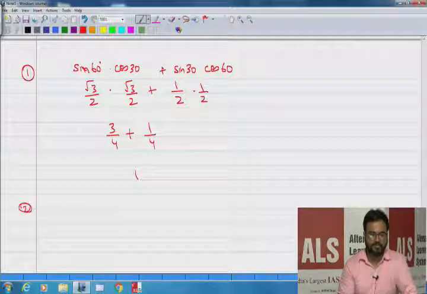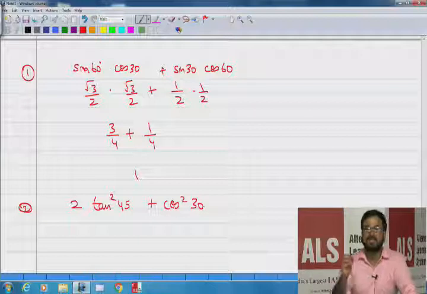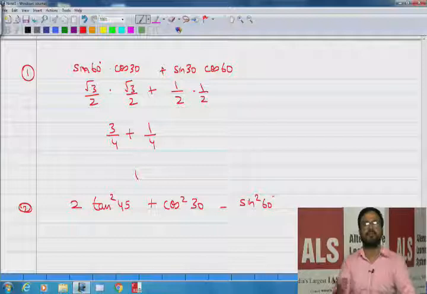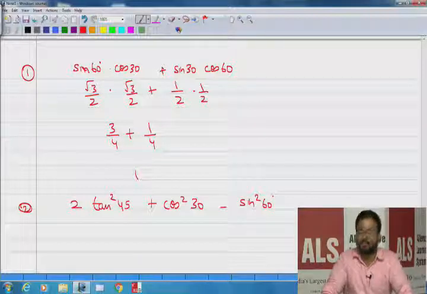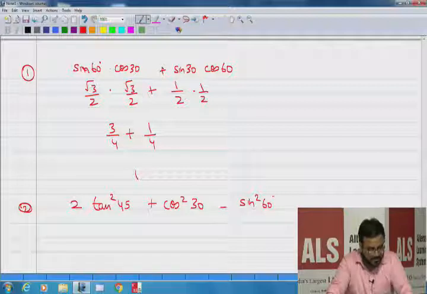And this one. See, these questions are very easy. You have to take care while calculating. Most of the mistakes are due to basic mistakes, because the questions are very easy. Try this.